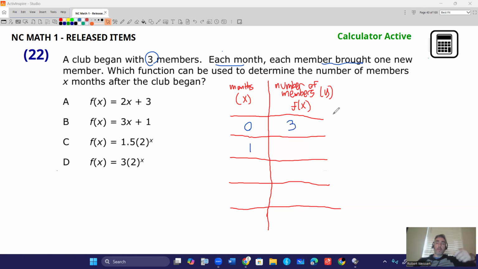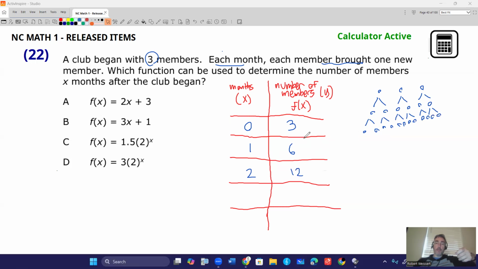Well, after 1 month, each member bought 1 member, so now there's going to be 2 for each person. So now we have 6 members total. And after 2 months, if each of those brought 2 members, well, that's going to be 12, right? So you can see the pattern, and it's going to increase real quickly. That's going to be 12.